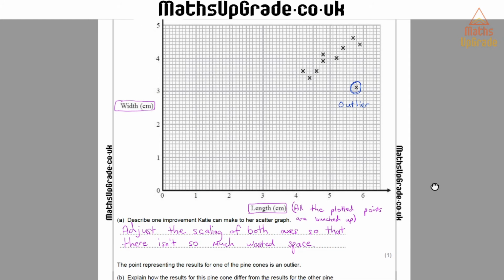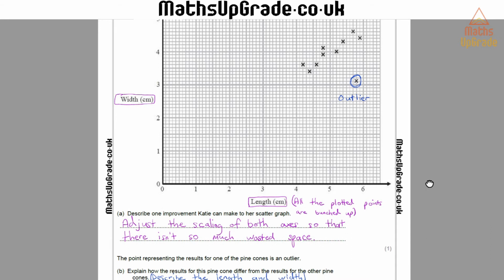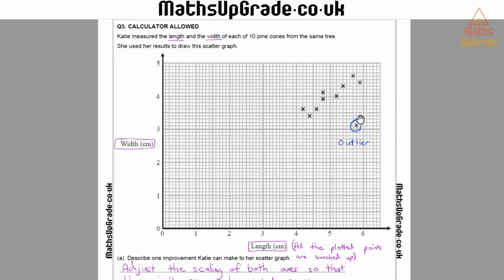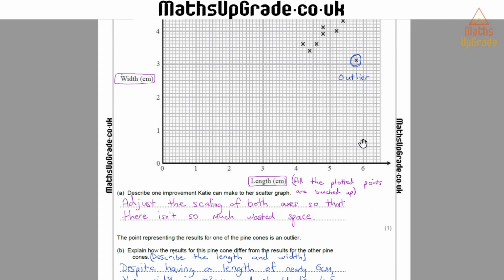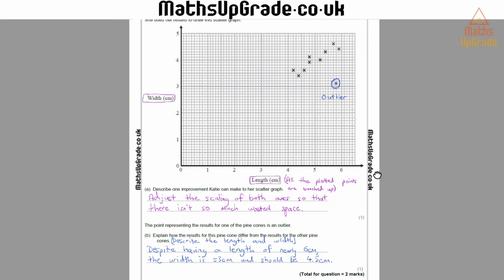In part B, the point representing the results for one of the pine cones is an outlier. Explain how the results for this pine cone differ from the results for the other pine cones. So think about this outlier here. This is the one. Okay, so describe the length and width of this one compared to the others. So what I've got here is that despite having a length of nearly 6 centimeters, the width is only around 3 centimeters. The width of the others is about 4.5 centimeters. So that's my answer there.